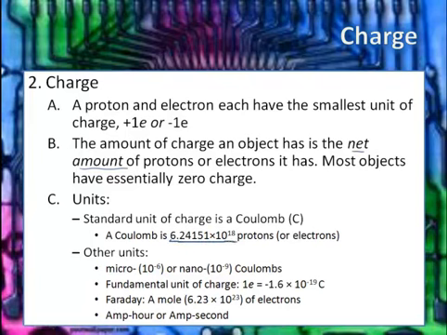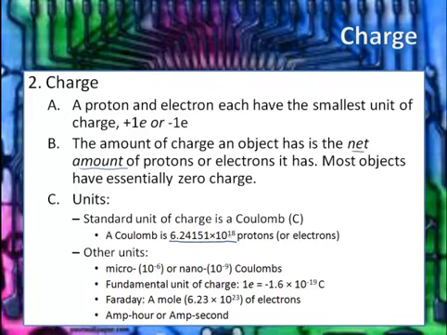6.24 times 10 to the 18 protons. If you have that many protons, then you've got a Coulomb's worth of charge, and that many electrons would be a negative Coulomb's worth of charge.